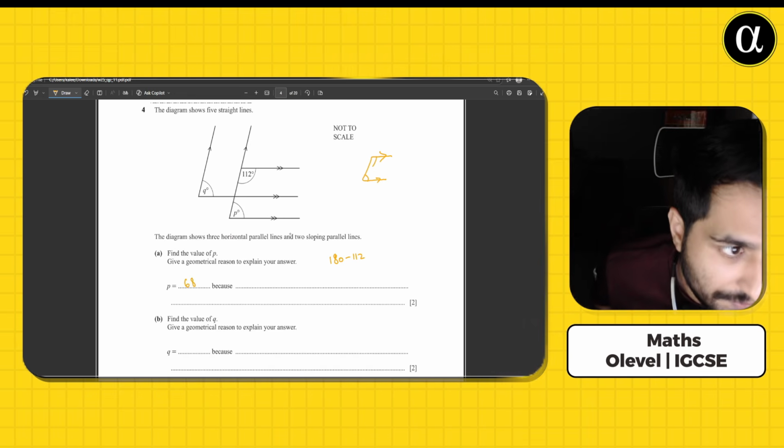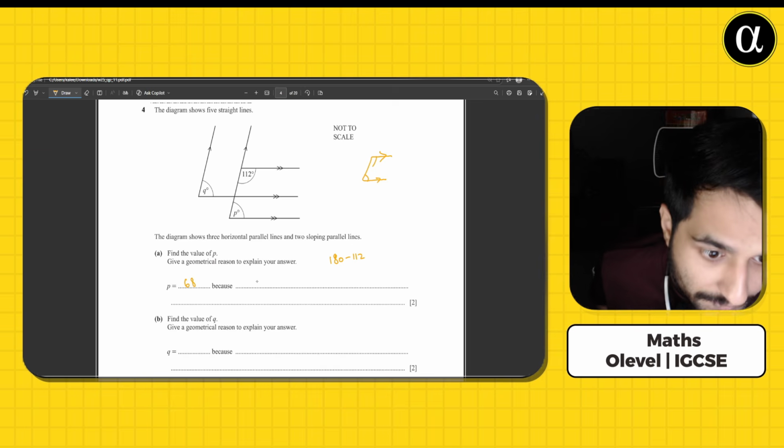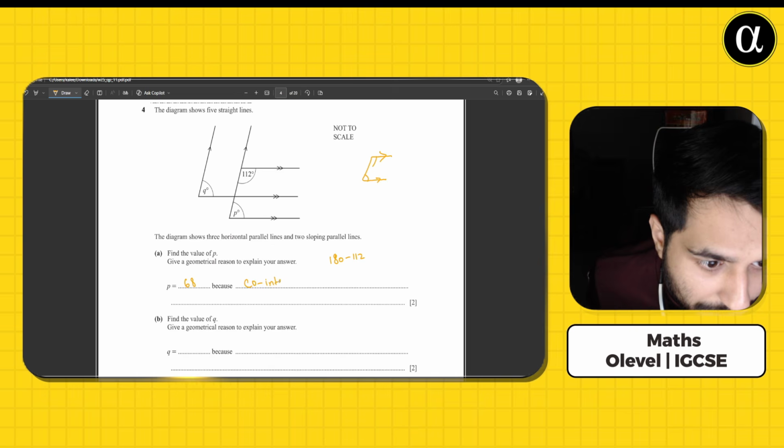What's the reason? The reason is the C shape, but that's not the reason that we're going to write. We're going to write co-interior angles. The reason is going to be co-interior angles sum up to 180.